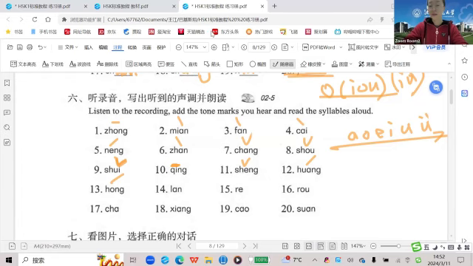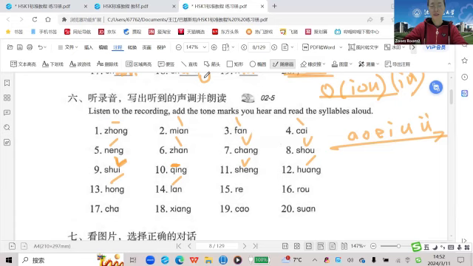Is it the first tone? The first tone should be 蓝. Yes, the second tone is correct. 蓝, not 蓝. Okay, number 15. 热.